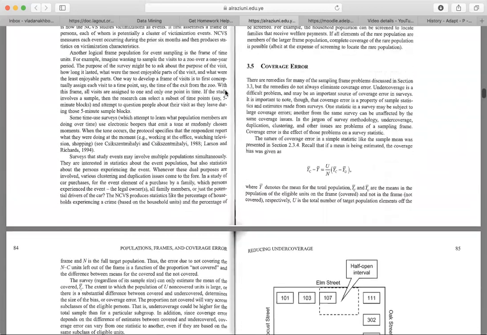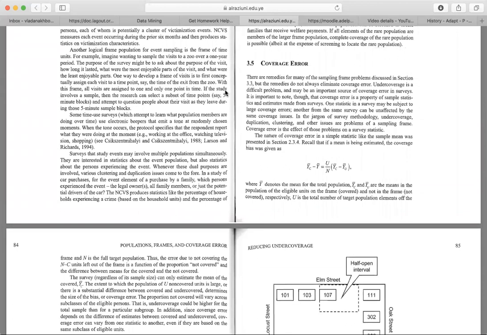Coverage error. Coverage error is a property of sample statistics and estimates made from surveys. Coverage bias is given by capital Y subscript C bar, which is the mean of the population in the frame, minus capital Y bar, which is the mean for the total population. This equals U, which is the population elements not in the frame, over N, the full population, times the parentheses of capital Y subscript C bar minus capital Y subscript U bar, which is the mean of the population not in the frame. The survey only estimates capital Y subscript C bar. Undercoverage could be higher for the total sample than a particular group. Coverage error can vary from one statistic to another, even if they are based on the same subclass of eligible units.